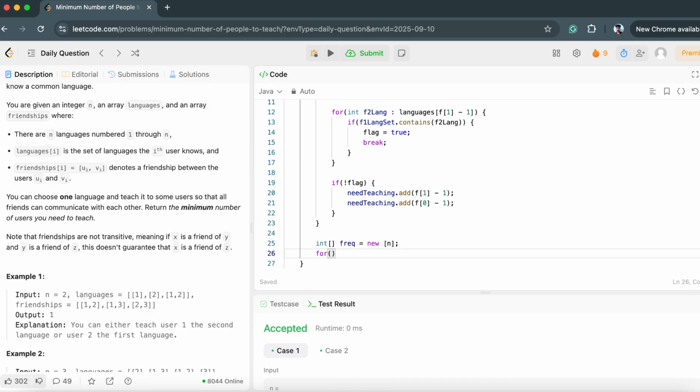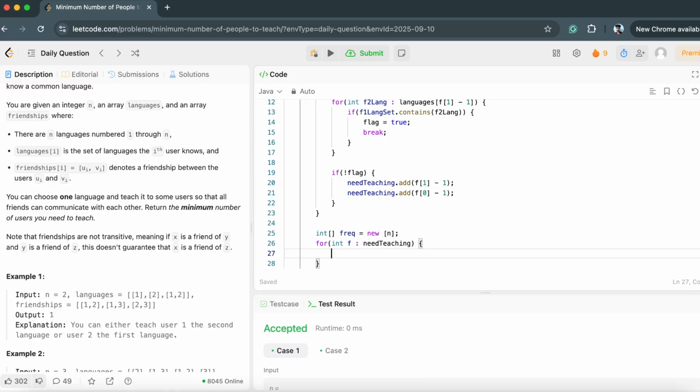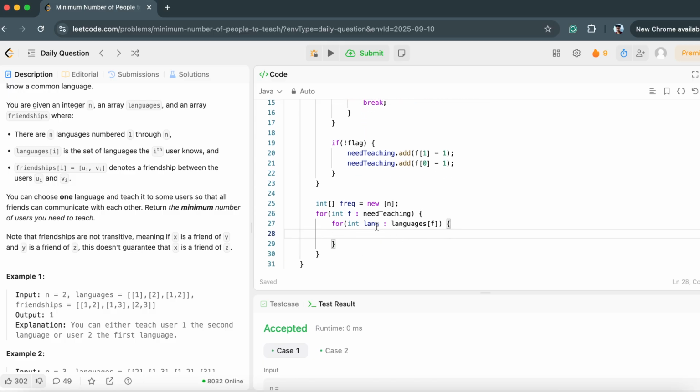So here what I'll do is go through this set, and I'll get each person, call it f or p, something like that. From this needTeaching set we'll go, and again we have to get the languages in lang, the languages of this f. Here this particular language we have to update into this frequency array, so whatever the frequency of that particular language is, we will keep on updating it.